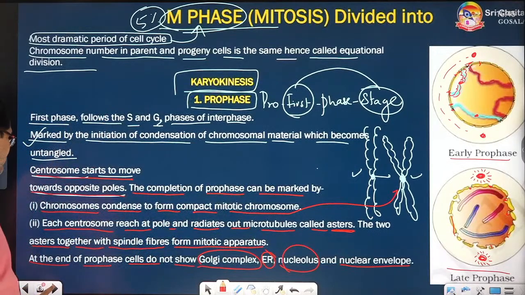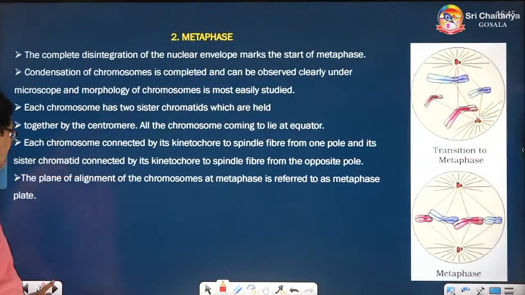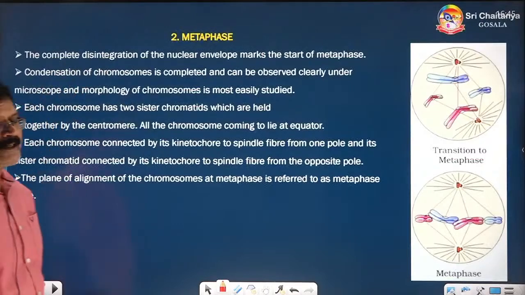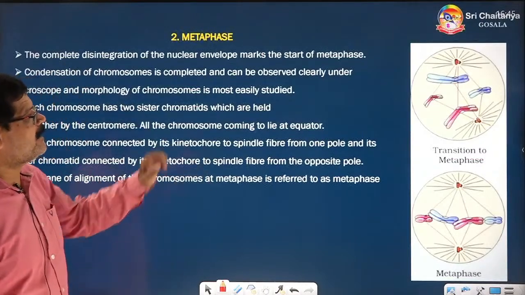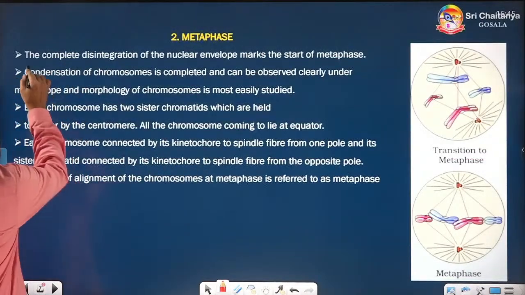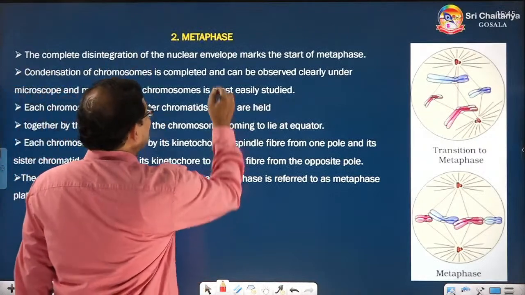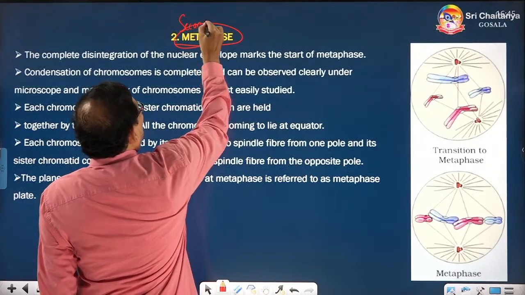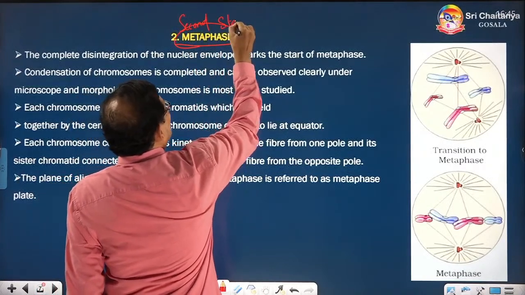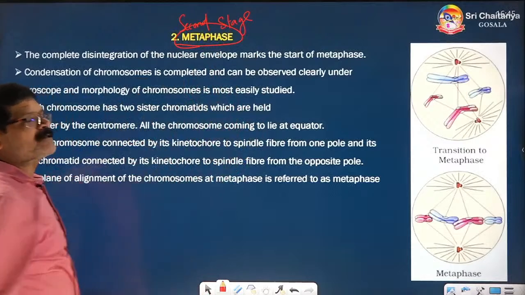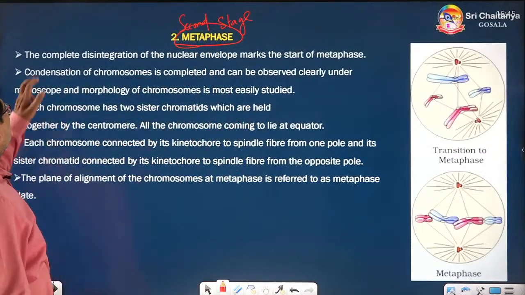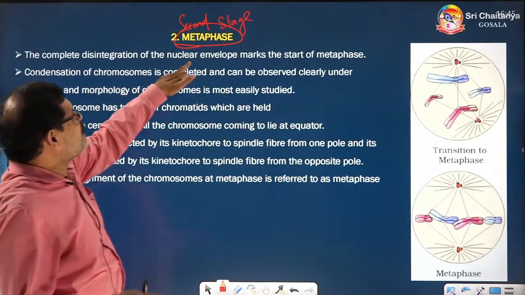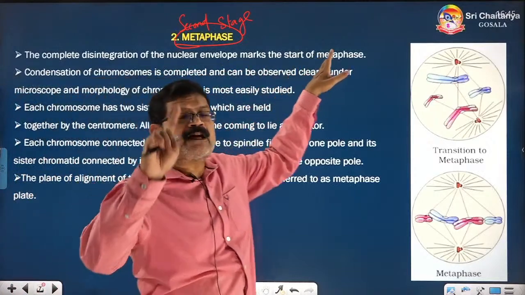And the next point which is present here is metaphase. What is the next, metaphase? You can check it here very clearly. See, first one, meta refers to what? Meta refers to second. Phase refers to stage. The second stage is called metaphase. The complete disintegration of the nuclear envelope marks the starting of the metaphase.